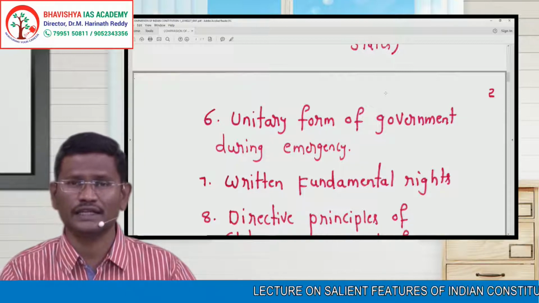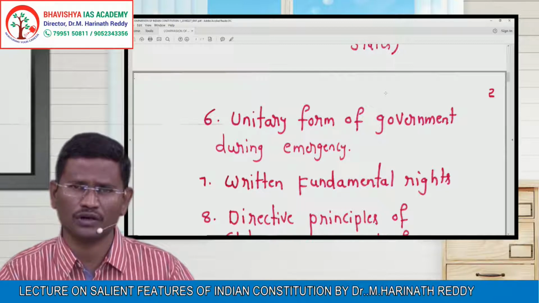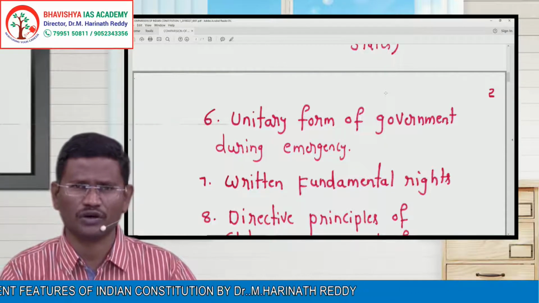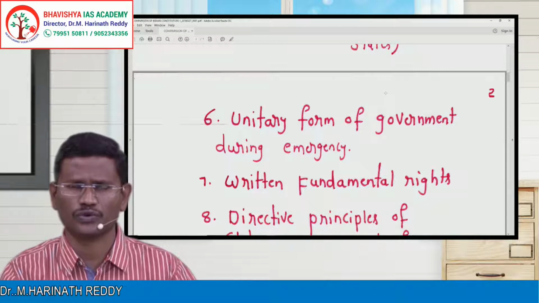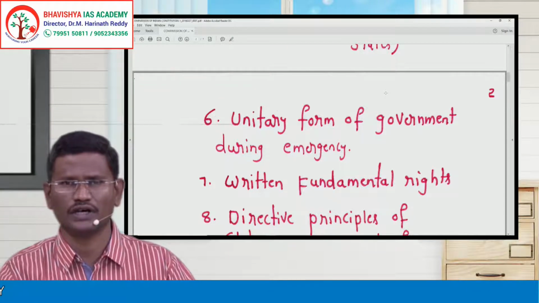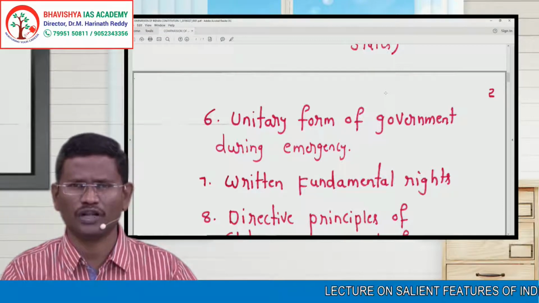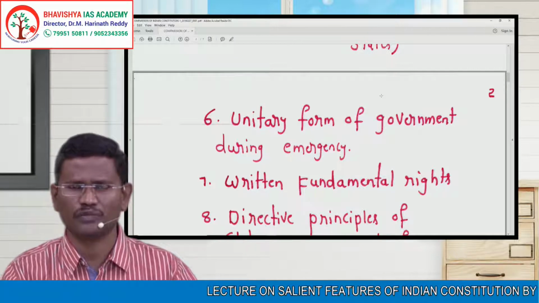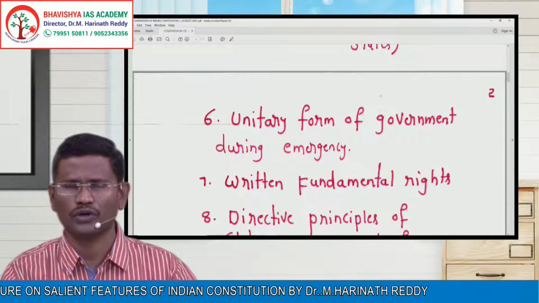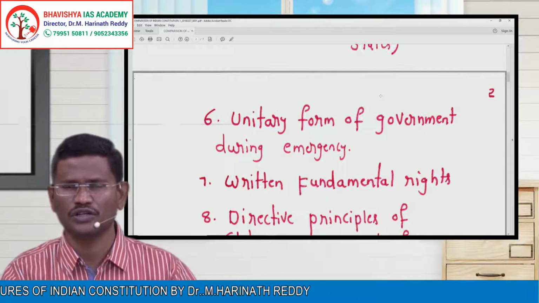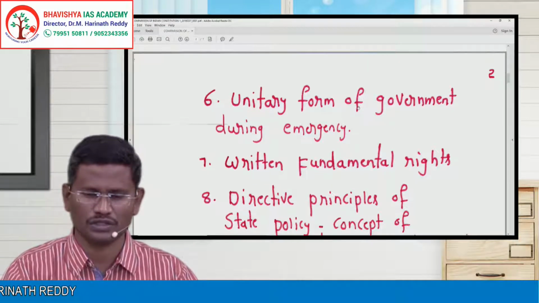And this doesn't need any amendment to the Indian Constitution. Without any formal amendment to the Indian Constitution, in times of emergency, Indian Constitution becomes unitary to facilitate the national government to pull up the resources for protecting the unity and integrity of India. And during normal times, Indian Constitution works like federal, which means the states will be supreme in the areas which are assigned to them. That's one important feature.